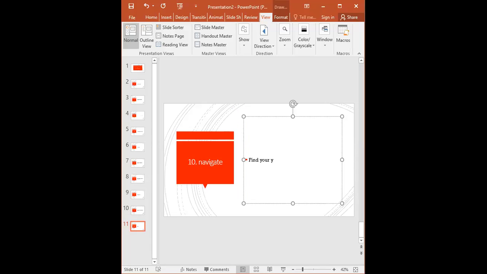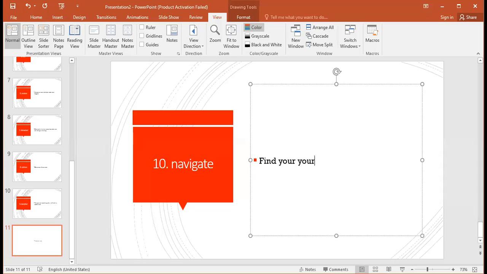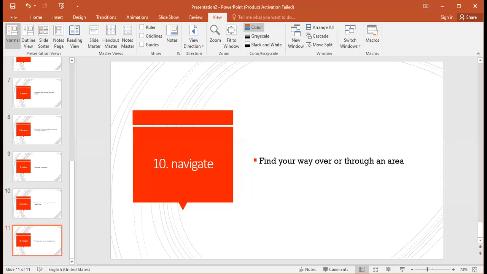Miss, but this is not our definition. On our definition, it says steer or follow a course over or through. They're the same meaning though. To find your way over or through an area. This is an easier definition for you. Okay. All right, to find your way over or through an area.